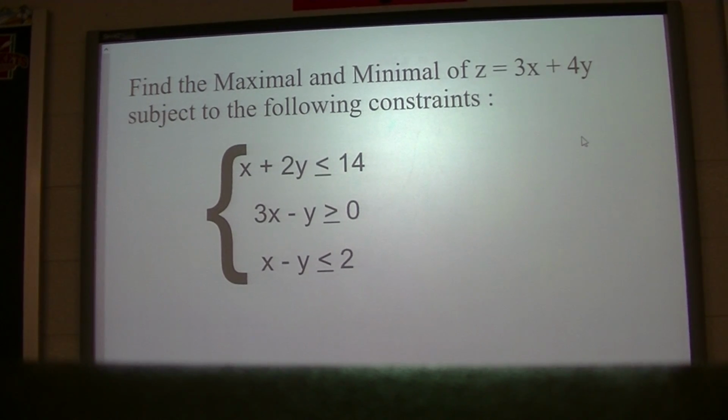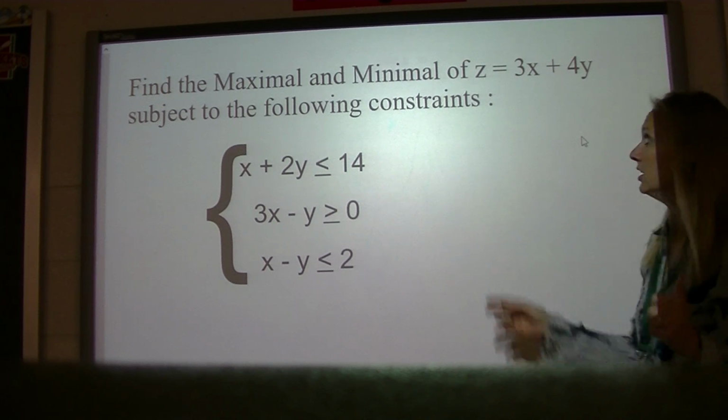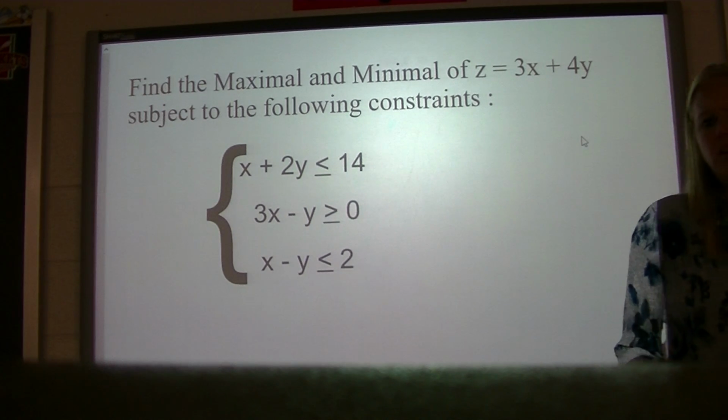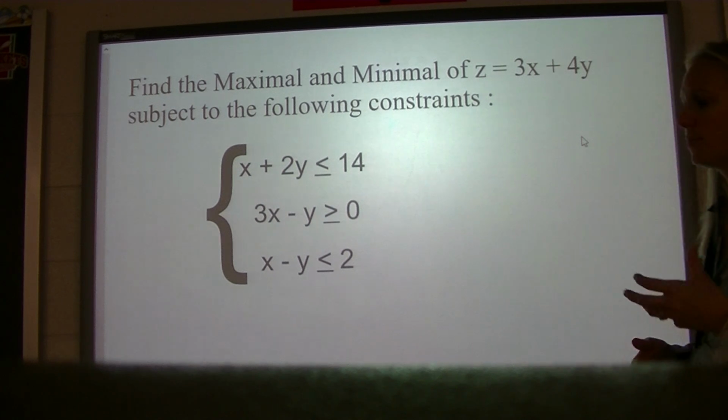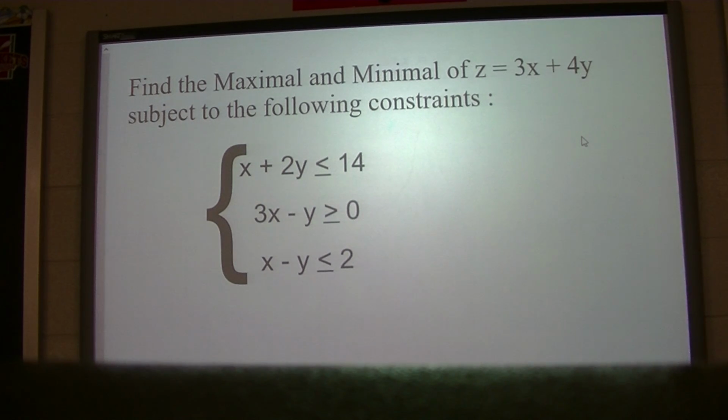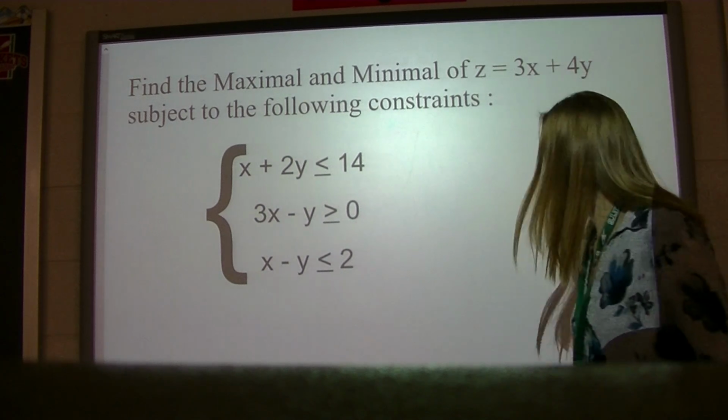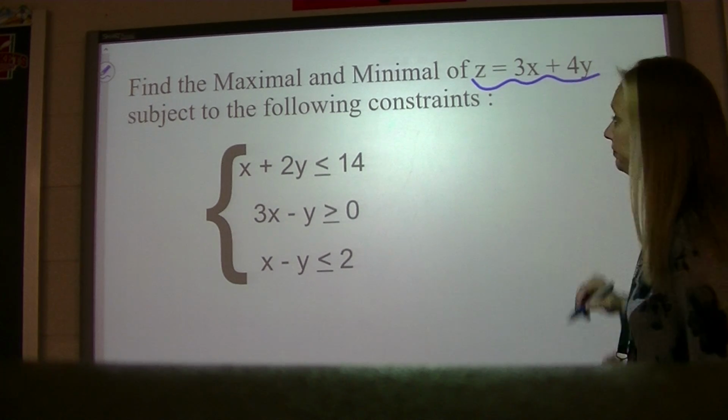All right. For this, we're going to find the maximal and minimal of z equals 3x plus 4y subject to the following constraints. Constraints are basically inequalities. Now, this is linear programming, and I know when we get into class, we're going to talk a lot about how linear programming is used in the real world, or from your notes, you even wrote it down already. But this is what's known as the objective function.